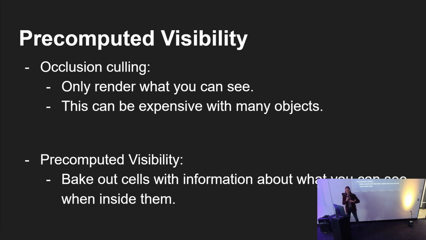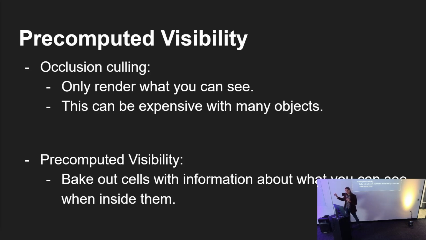So precomputed visibility is about making cells, making different boxes throughout the level, and each of these boxes contains information of what we can see when we're inside of this box. As you move through the level, you enter a different cell, and we have this list of objects that we see, and we can avoid everything else. So we're no longer having to check every single object in our frustum, we just care about this one list that we have.